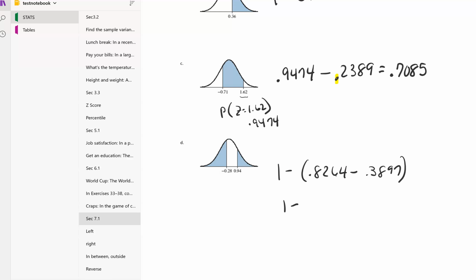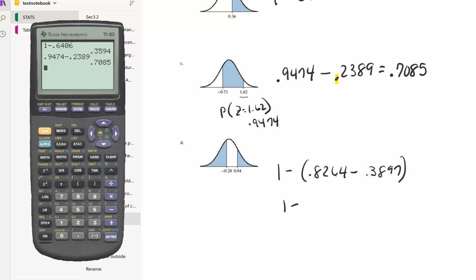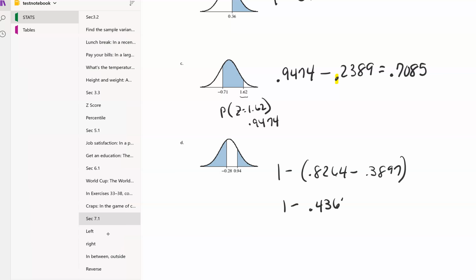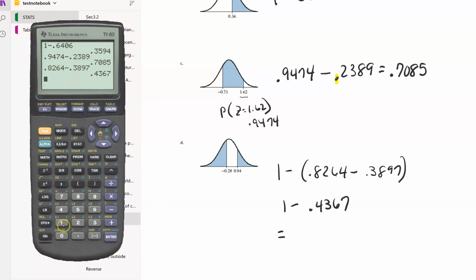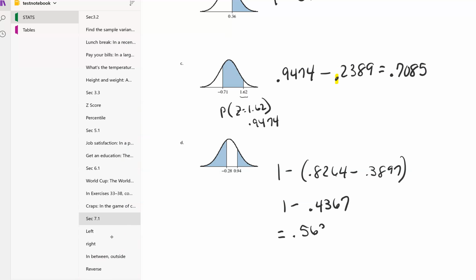All right, so I'm going to do the subtraction first. So 0.8264 minus 0.3897. So that's 0.4367. And then I subtract that from 1, so it's going to be 1 minus 0.4367. And I get 0.5633. That's my answer.